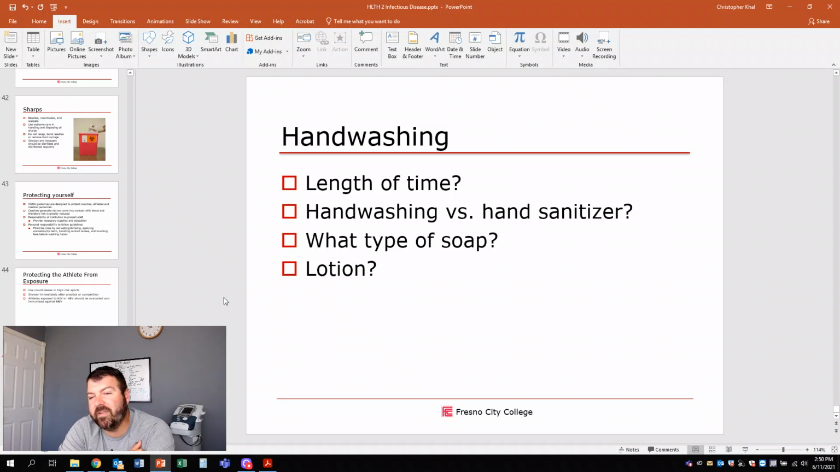Type of soap, it really doesn't matter that much. Antimicrobial soap is a lot of soaps nowadays, and that's the recommended one. Foaming soaps are great. They look nice, they feel good, and they get into little cracks. It's really important to get through everything in your hands.